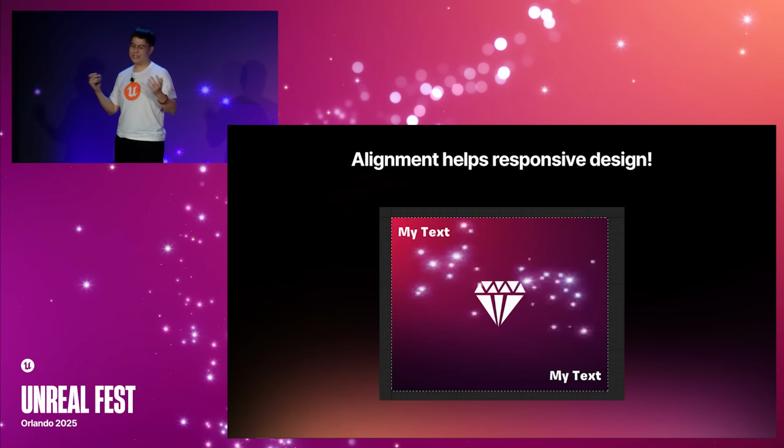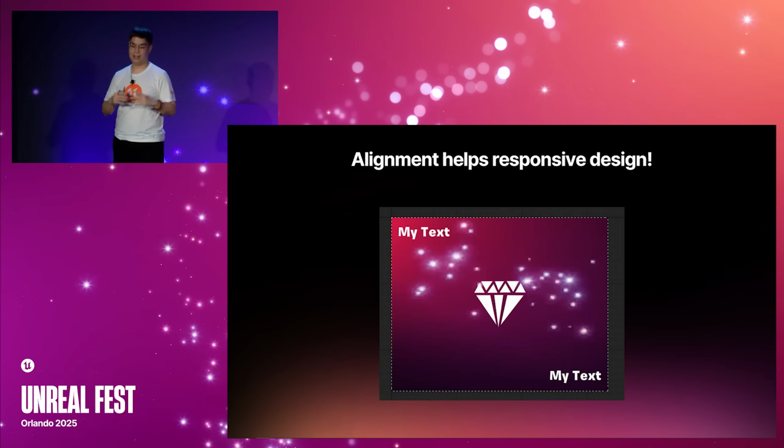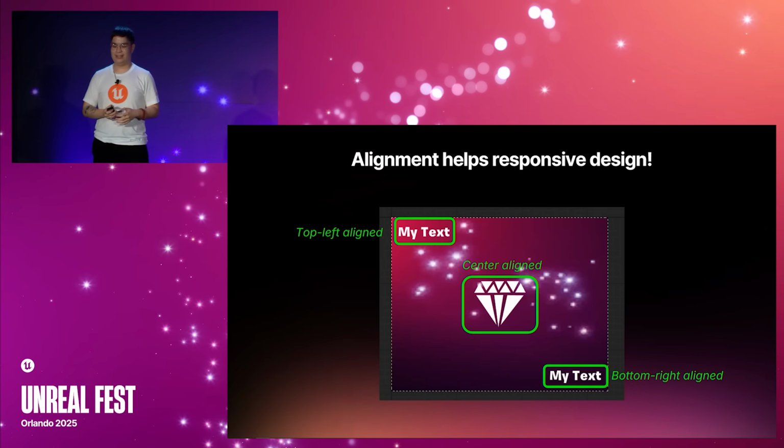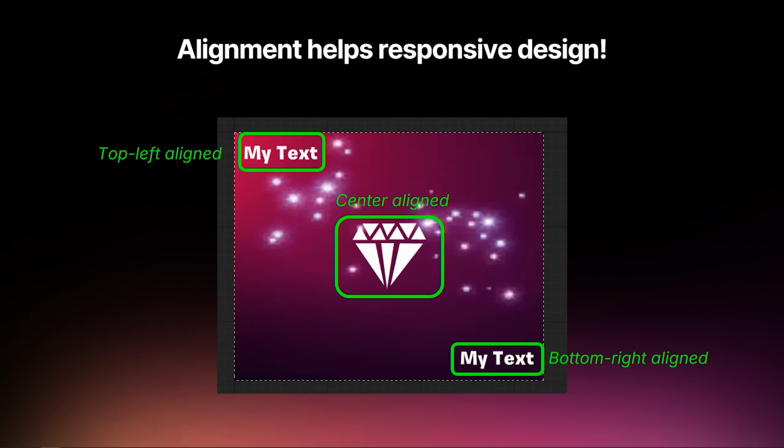And if we take a look at a widget with even more variations than just a diamond, there's text, there's the large background behind. These widgets are currently aligned, the text block on the top left, the other one on the bottom right, and the diamond in the center.